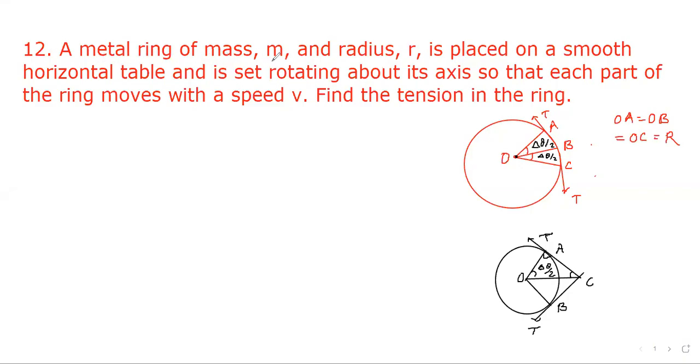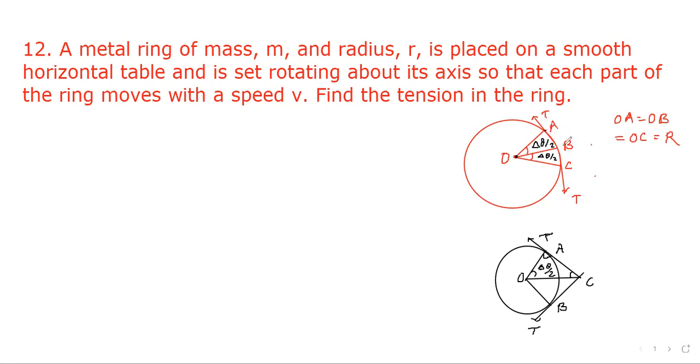A metal ring of mass small m and radius r is placed on a smooth horizontal table and is set rotating about its axis so that each part of the ring moves with a speed v. Find the tension in the ring. So here the situation is shown.